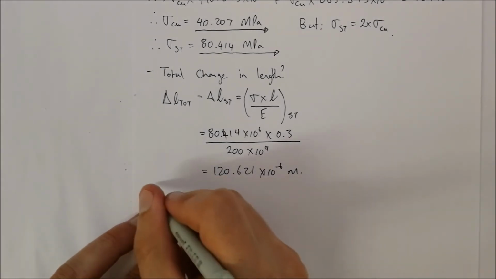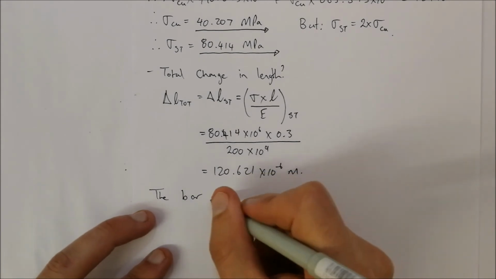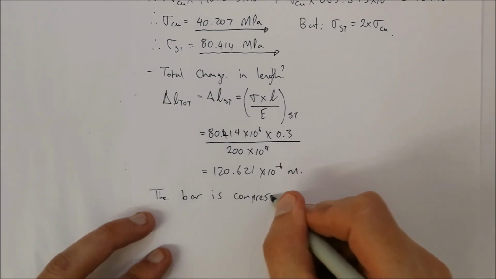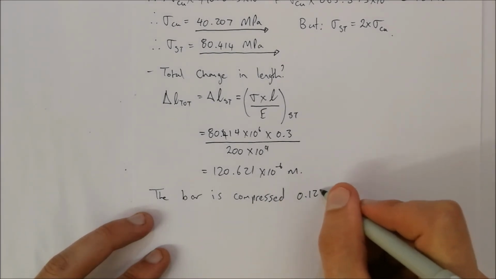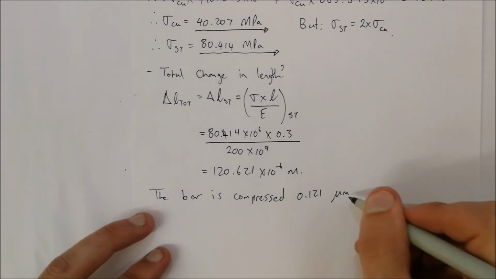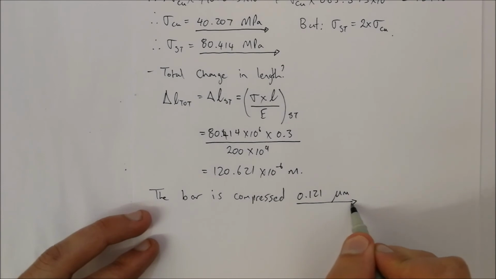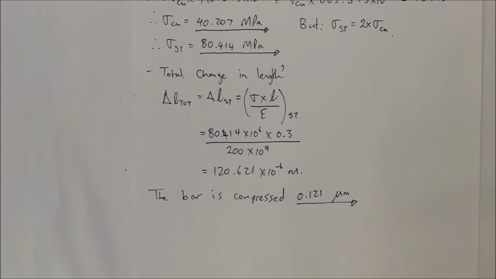So we can say the bar is compressed (0.121 micrometers). Times 10 to the minus 6 would be micro. And we were told that this composite material was compressed by those forces, so therefore we know it is compressed.